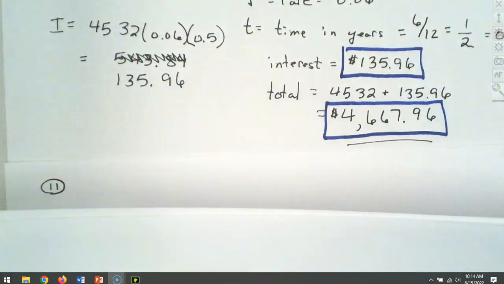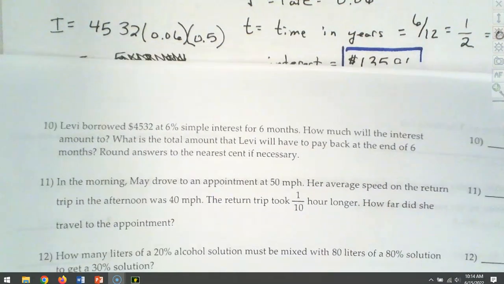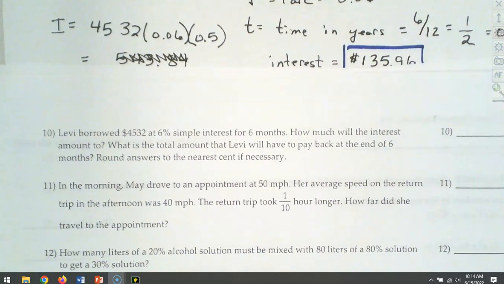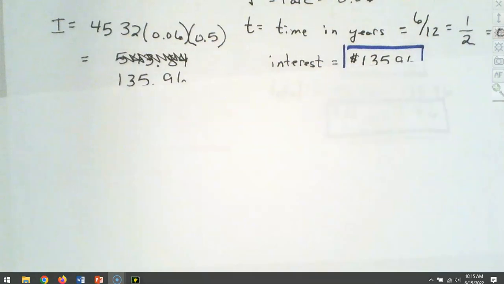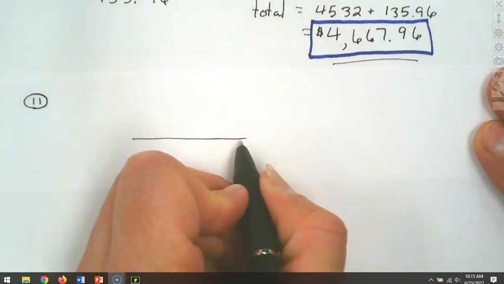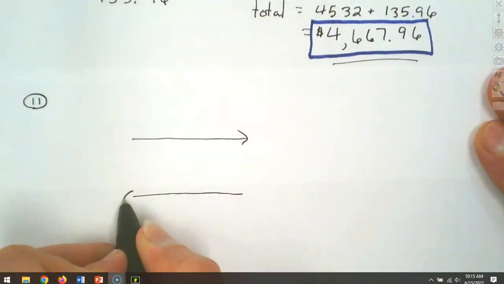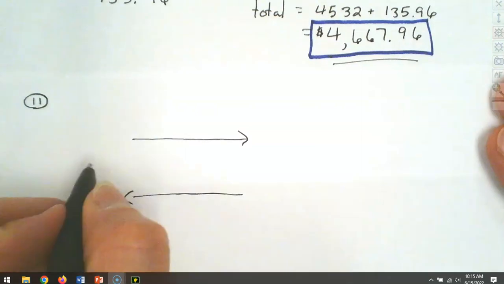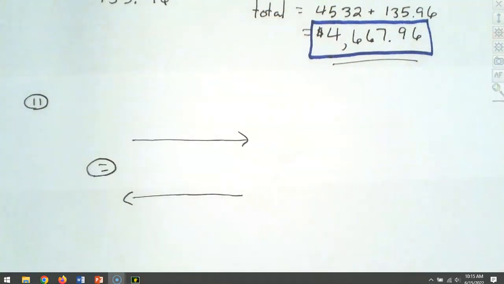Question 11. Meg drove to her appointment at 50. 40 in the afternoon when she came back. Return trip took a tenth of an hour longer. How far did she travel to the appointment? Remember, when we talk about distance problems, they can either add, they can subtract from each other, or they can equal. Well, in this case, if I'm going to the appointment and I'm coming back, they're going to equal.